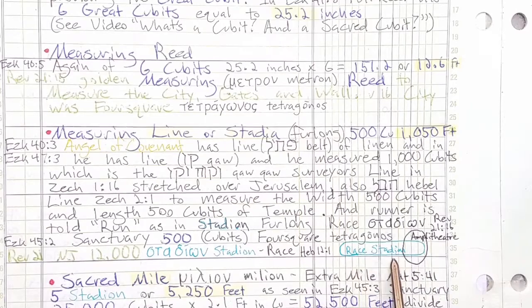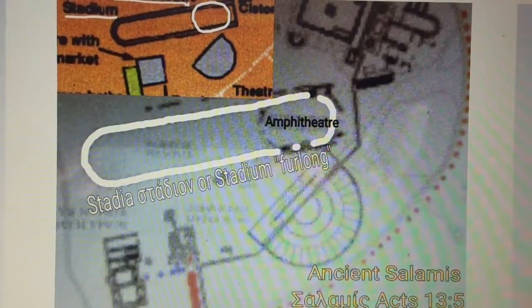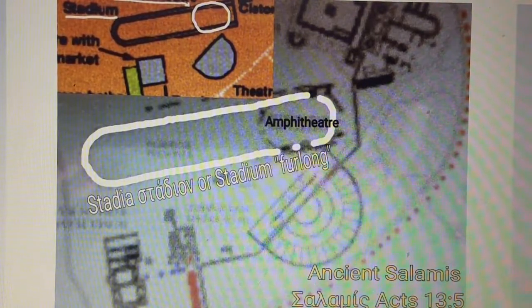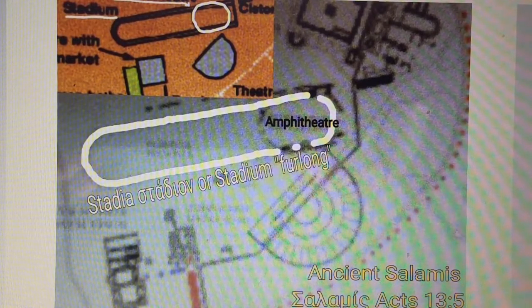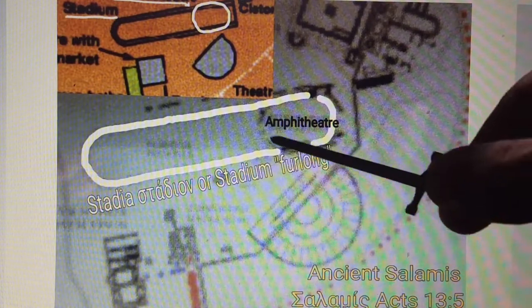So we do know the precise stadium through architecture in our day of what Apostle John was talking about, and also going back to the ancients in Zechariah 2. Now here is evidence of the ancient stadia, or they're calling it stadium here, but this is ancient Salamis, which you can see in Acts chapter 13, verse 5, where Apostle Paul was. And this is what we were talking about before. There's facilities like this. This is called the theater. And then this one is called the amphitheater.